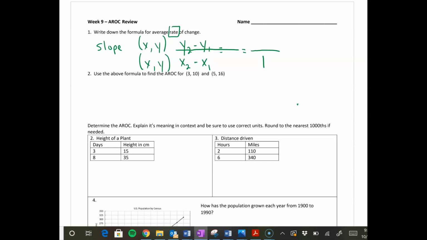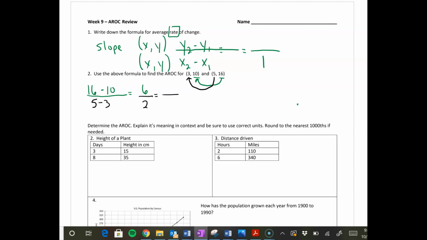So let's just try a really basic one. You're given 2 X and Y values. So what you're going to do is take your Y's, the 10 and the 16, and put them in the numerator, and we'll subtract them. And you have a choice. You can do 10 minus 16, 16 minus 10. I'll just do 16 minus 10 because that's easier. And when I subtract, I get 6. So since I've decided to subtract 16, take away 10, then when I subtract my X's, I'll have to subtract them the same way. I'll have to do 5, take away 3. And when I do that, I get 2.